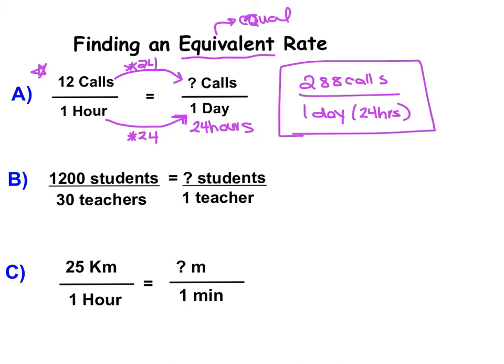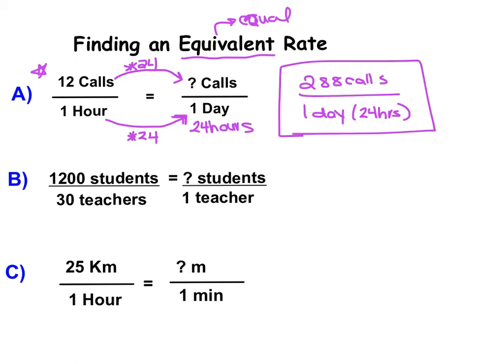So it's just determining how many calls you have in your new situation of 1 day, using what you know about hours and days and their relationship to help you figure that out. If we look at the next one, it says we have 1,200 students for 30 teachers in the whole building. So this is a pretty big school.